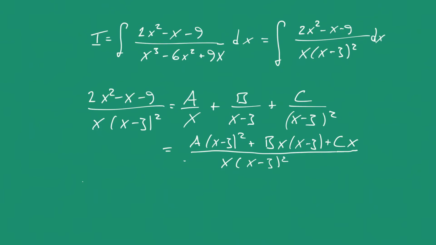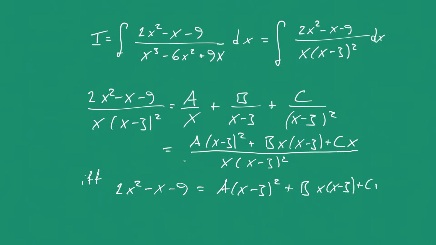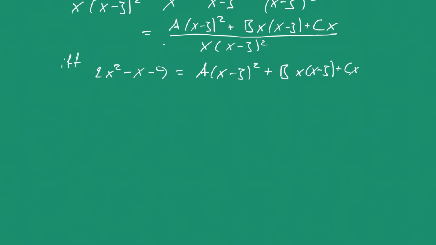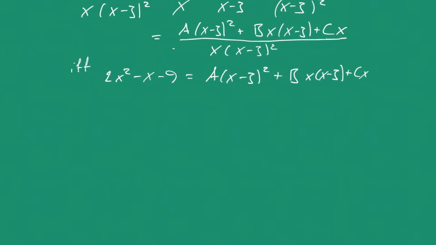So let's write that down. This is true if and only if 2x squared minus x minus 9 is equal to a times (x minus 3) all squared plus b x times (x minus 3) plus c times x. Okay, so we're looking to solve for a, b, and c such that this is true.